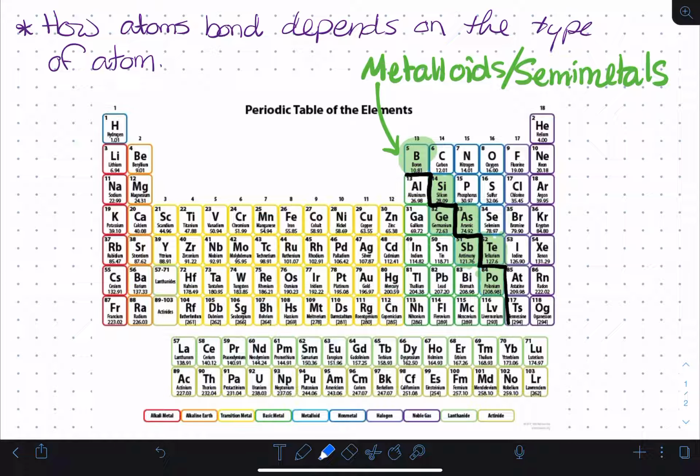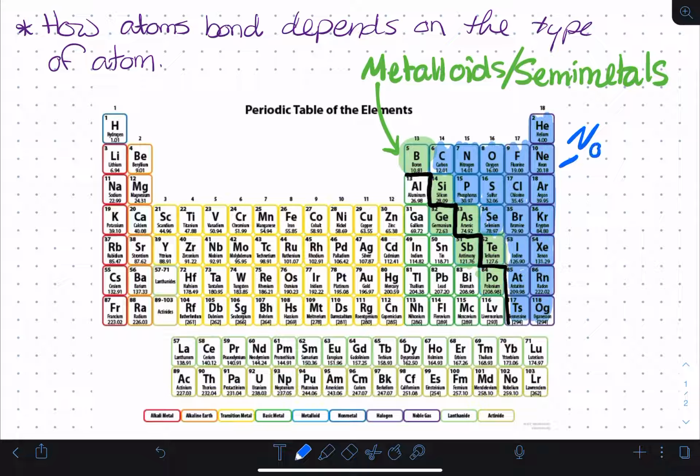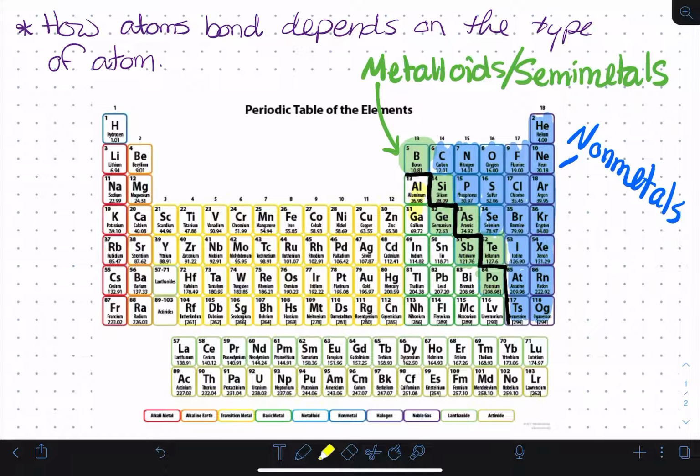Everything to the right of that, so carbon, nitrogen, fluorine, chlorine, the whole noble gases, everything over here is our nonmetals. And then everything to the left, which you will notice is most of the periodic table, are our metals. So we have quite a lot of metals.